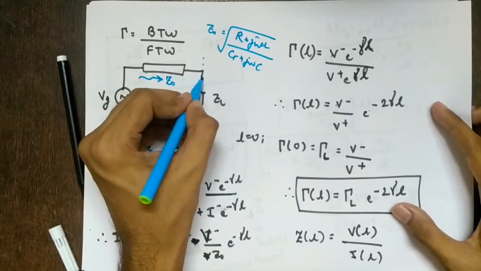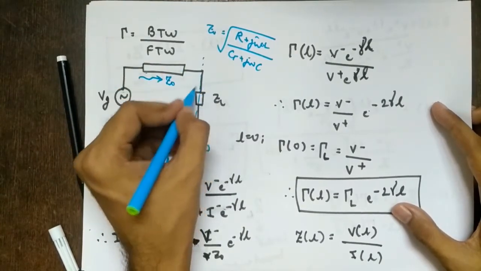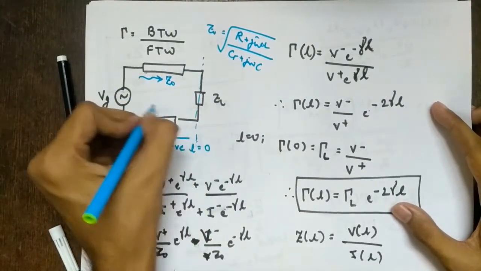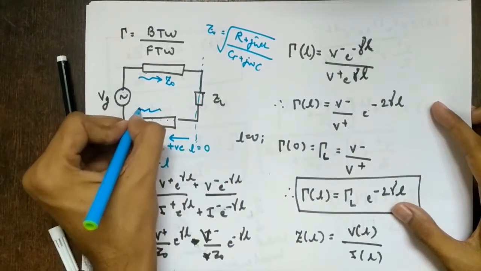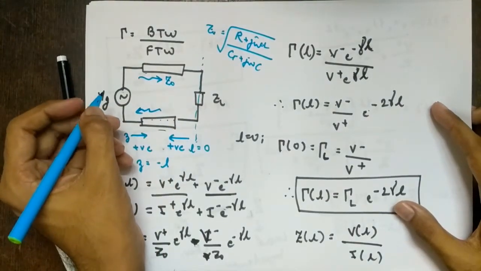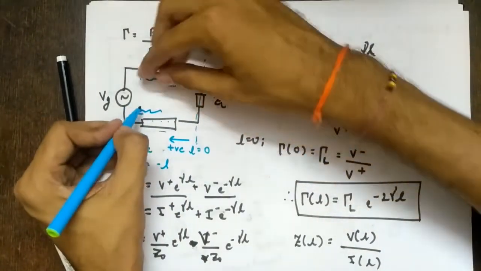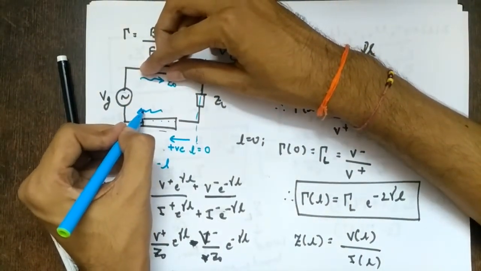So once it travels to the load, if it is not designed properly, some part will get absorbed by the load and the other part will be reflected, so we'll get a reflected wave, right? So what is happening when this reflection starts? You have a forward traveling wave as well as a backward traveling wave, right?